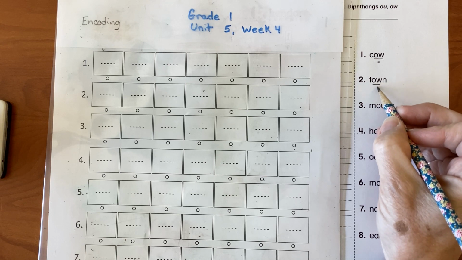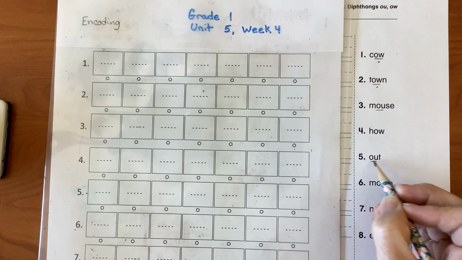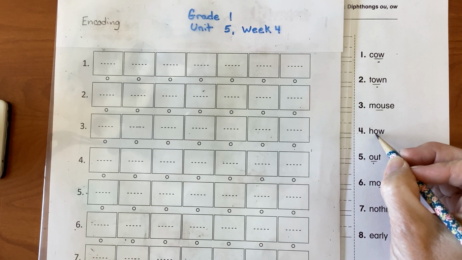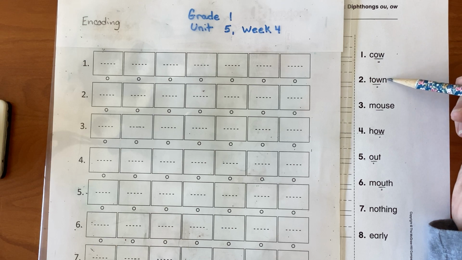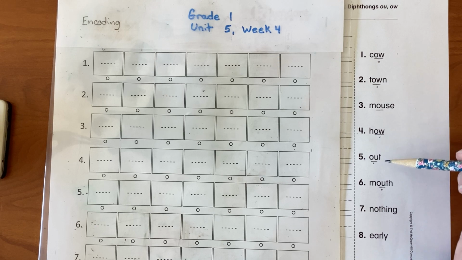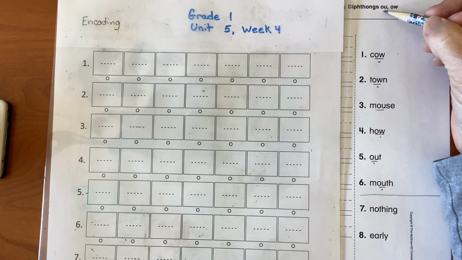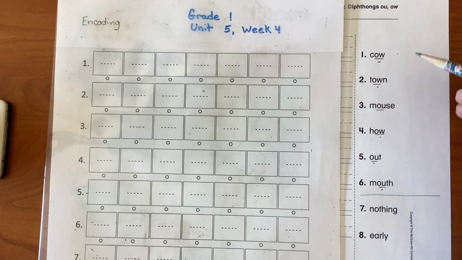It's in the middle in this one. But all of the OU are in the middle. See there? This one is OW. That's at the end. So cow, town, and how have OW in them, and mouse, out, and mouth have OU in them. And we like this one in the middle, and we tend to put this one at the end, but it can be in the middle as well. So let's get started. I'm going to start with cow.